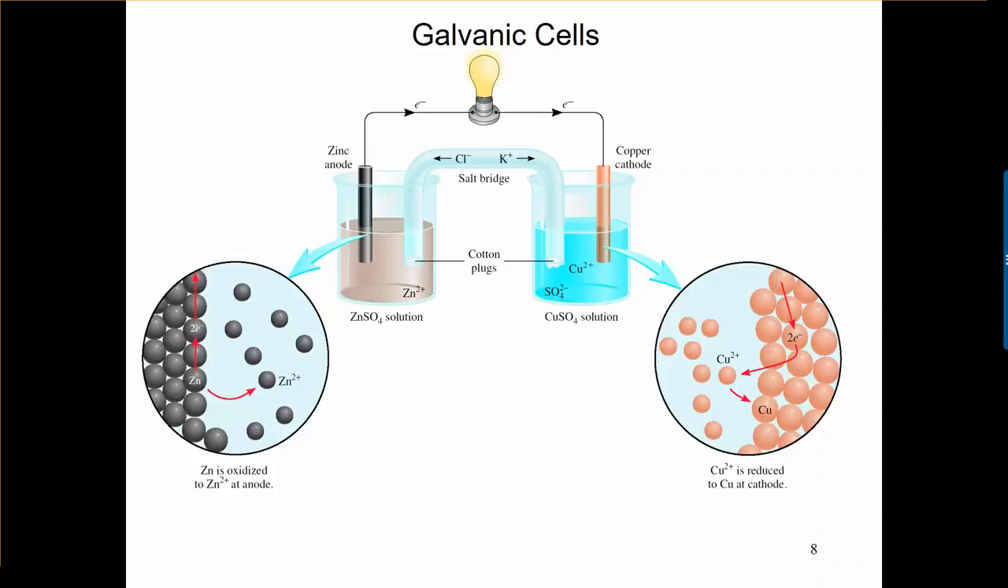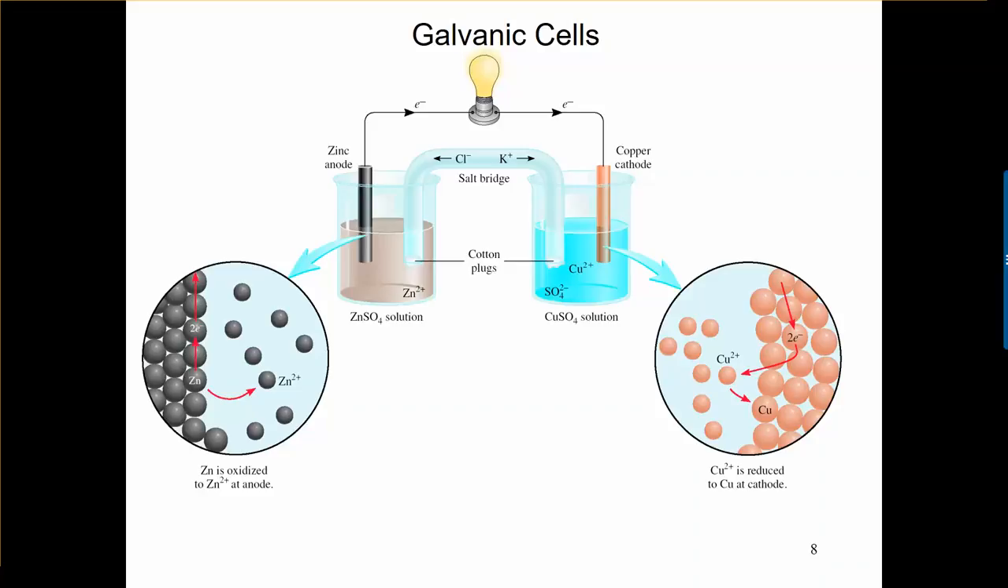So we have two metals. One has a certain potential to oxidize or to reduce, which is different than another metal, which has its own potential to be oxidized or to reduce. And if you put those two metals in contact with one another, then one of those metals will cause the oxidation of the other one, and therefore it becomes reduced.